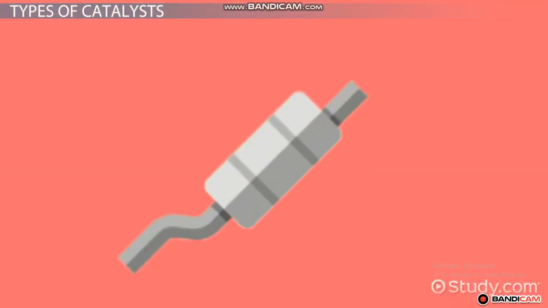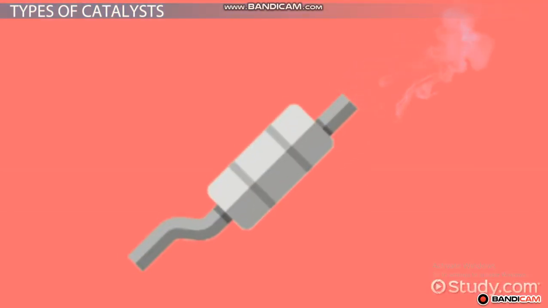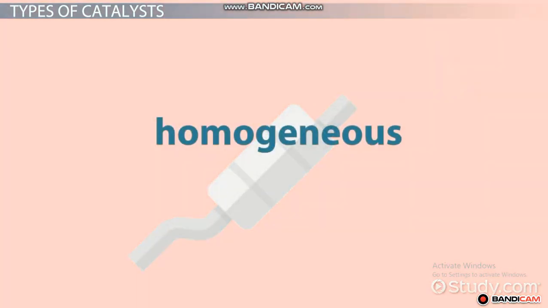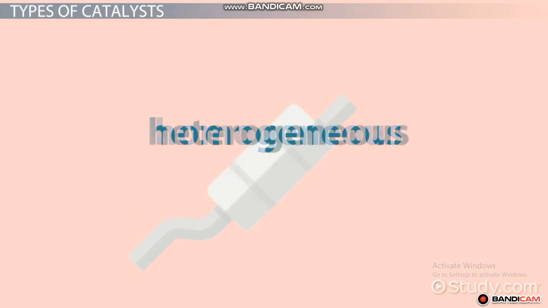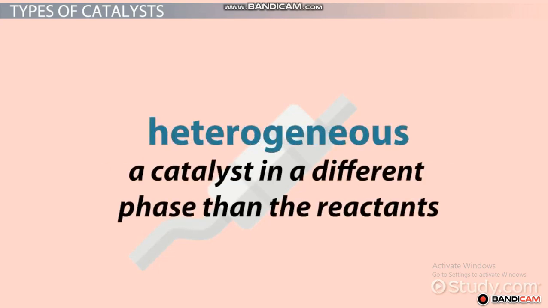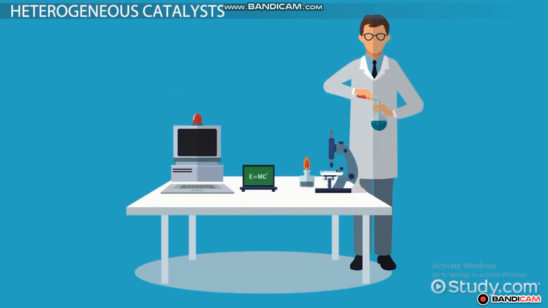There are two types of catalysts, homogeneous and heterogeneous. A homogeneous catalyst is a catalyst that is in the same phase as the reactants, while a heterogeneous catalyst is a catalyst in a different phase than the reactants. As we just covered, a heterogeneous catalyst is in a different phase than the reactants. Because of this, it can't mix in with the reactants.